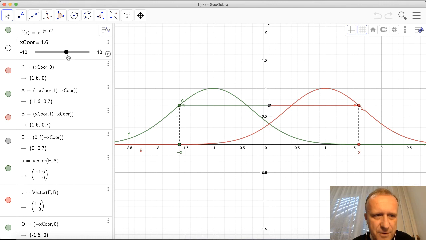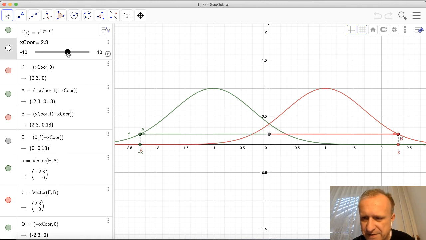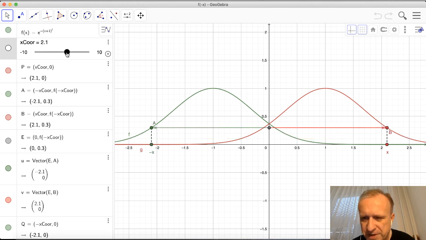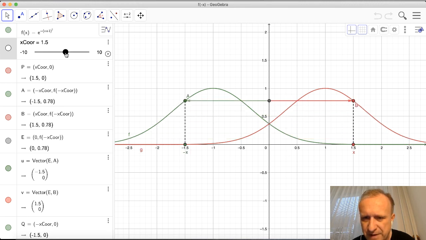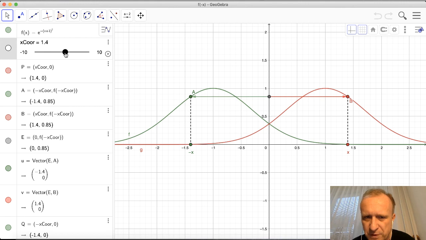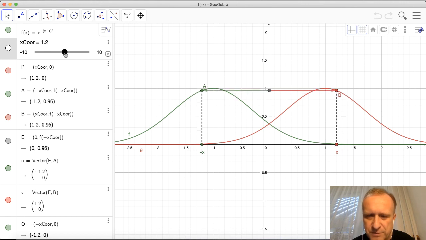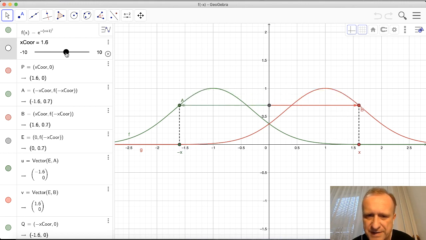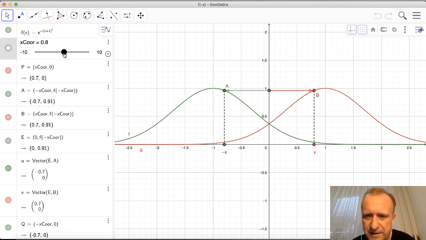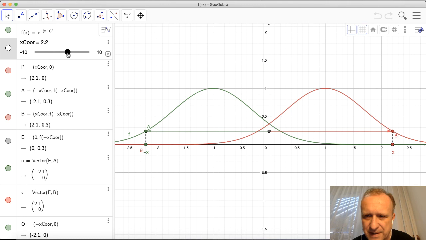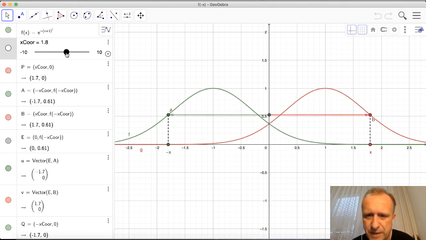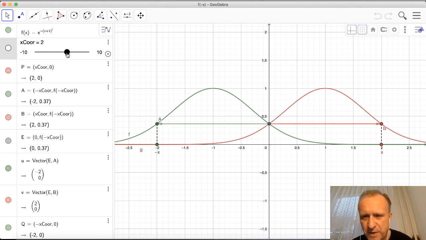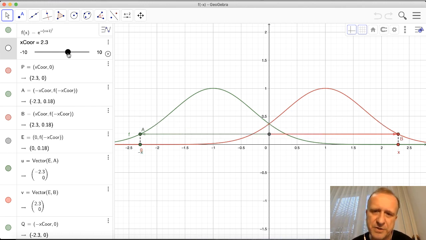I can now change the position of x, increase it. It moves point B to the right, or decrease it. It moves B to the left. And always, as B moves, also A moves. So these motions are interconnected. And you always see that B is the reflection of A in the vertical axis. And so also the green curve is the reflection of the red one, and vice versa. The red one is the reflection of the green.